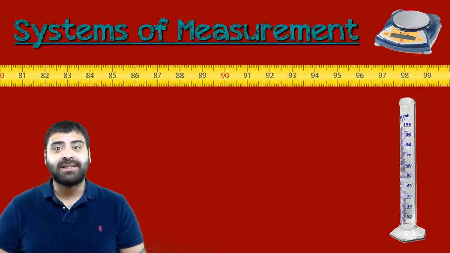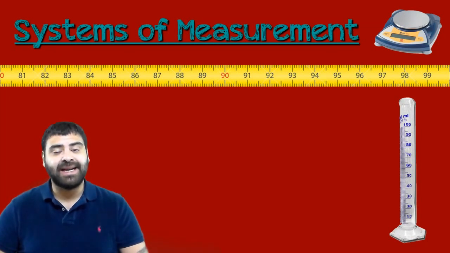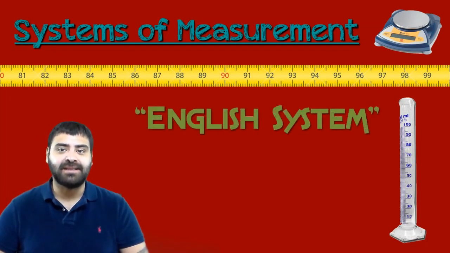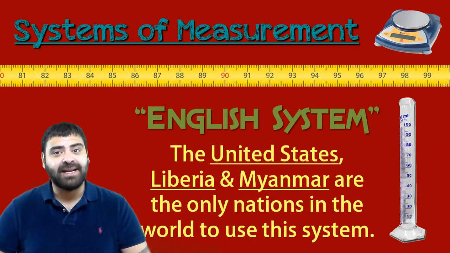So let's now talk about systems of measurement. Now, one system that we're all familiar with, especially here in the United States, is the English system. But in reality, it is only 3 nations in the world that use this system. That is us, the United States, Liberia, and Myanmar. So as you can see, this system is not really widely used or accepted.